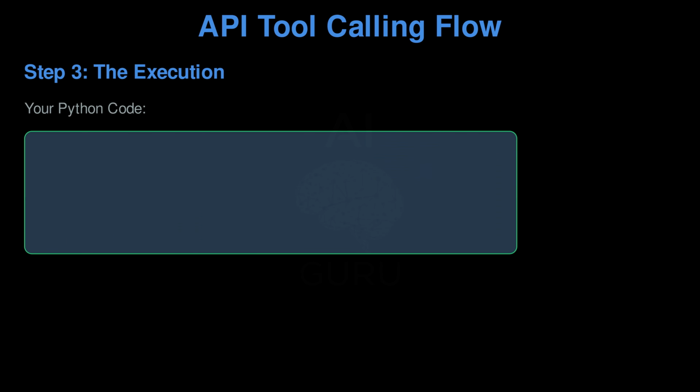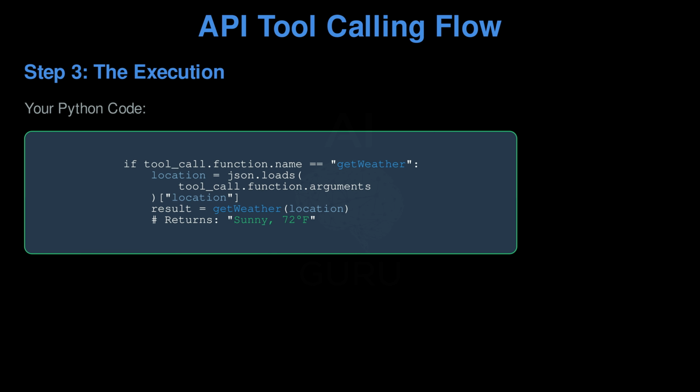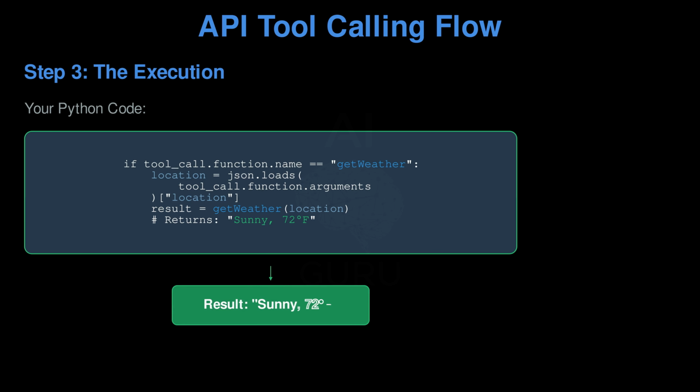Step 3, the execution. The AI pauses. It's just waiting. Your code takes that ticket, sees getWeather, and it actually runs the Python function. It hits the weather API and gets a result. Sunny, 72 degrees. Now we have the answer. But the AI doesn't know it yet. We have to tell it, this is step 4. We need to send that result back. And this introduces our 4th character, the tool message.